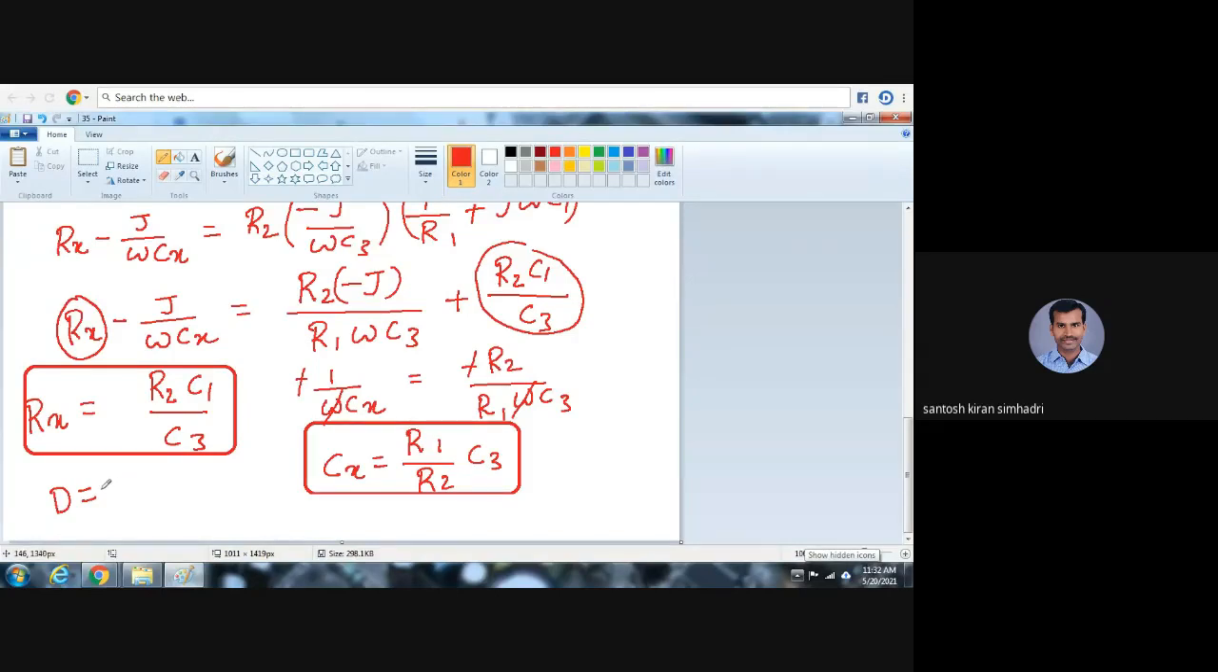Now finally, this dissipation factor is very useful for some IES problems. No need for the derivation part, you just have to remember this. So this is the dissipation factor, that is D equal to omega into Cx into Rx. Now finally I will summarize it one by one.